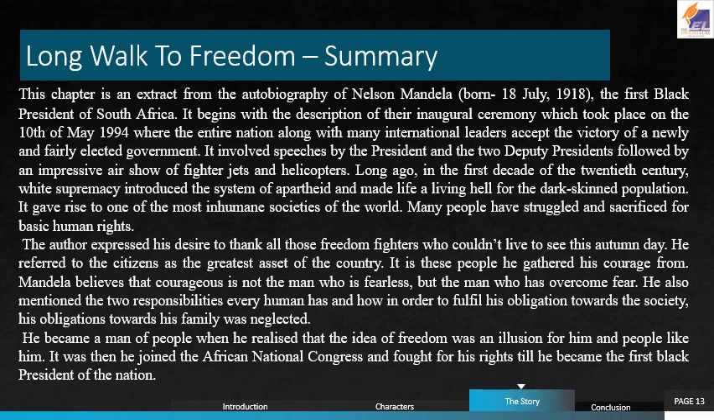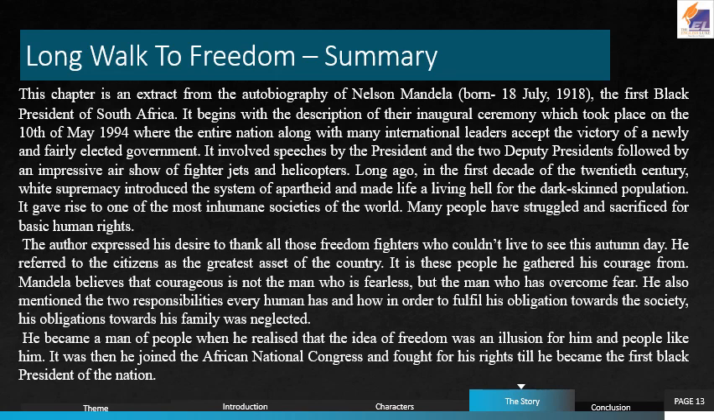This chapter is an extract from the autobiography of Nelson Mandela, the first black president of South Africa. It begins with the description of their inaugural ceremony, which took place on the 10th of May 1994, where the entire nation, along with many international leaders, accept the victory of a newly and fairly elected government. It involved speeches by the president and the two deputy presidents, followed by an impressive air show of fighter jets and helicopters.